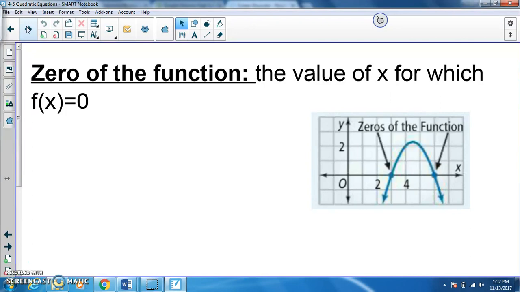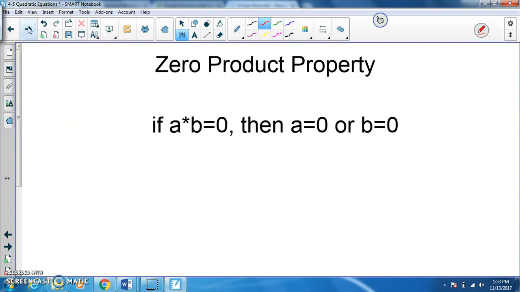And the zeros of the function is where we cross our x-axis, which means y is equal to 0, which then means we have f of x is equal to 0. So where we cross our x-axis, when y is equal to 0, is our solution to our quadratic equation.